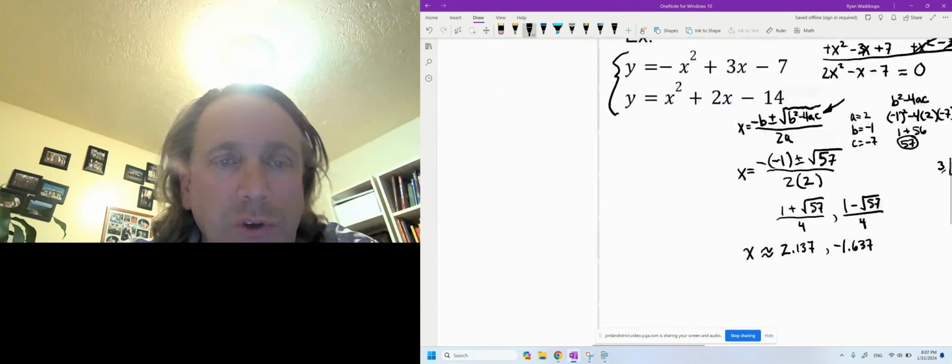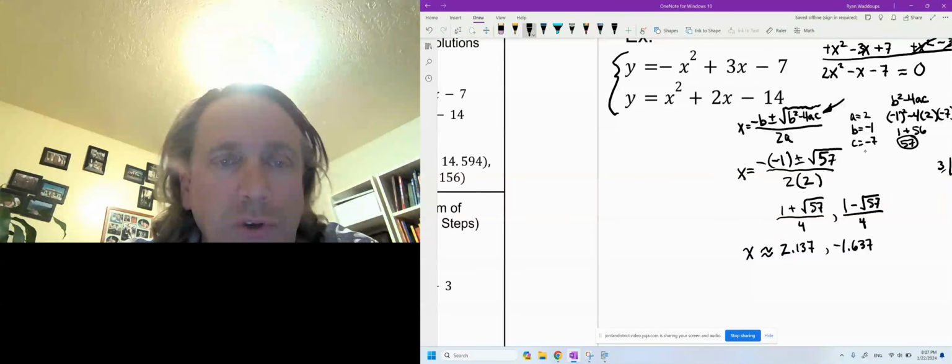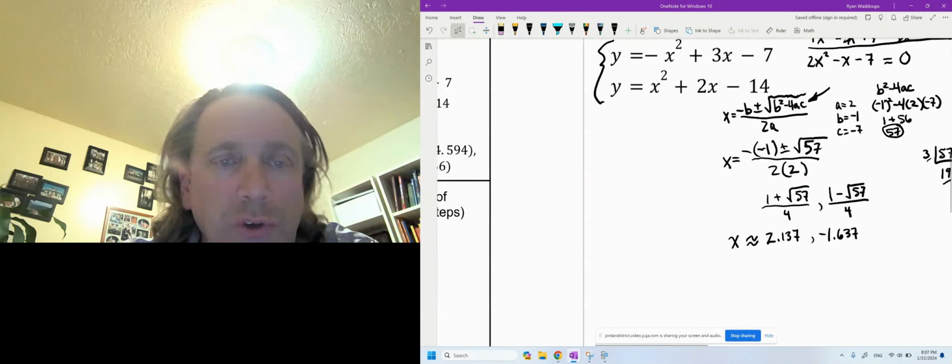Now, I need to go up, and I can go in either one of these equations. So I'm going to choose the second one just because I'm not a huge fan of that minus sign out front. It would work there too. It's just, I think for a lot of students, they have a tendency to misuse those negatives. So I'm going to put it in the second one.